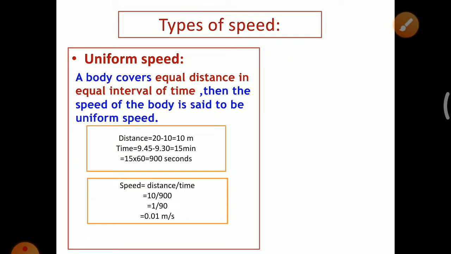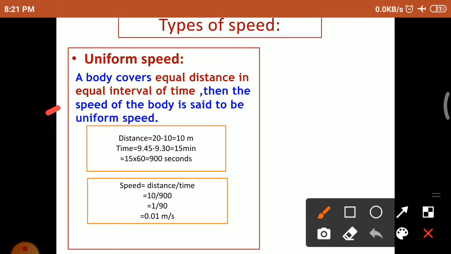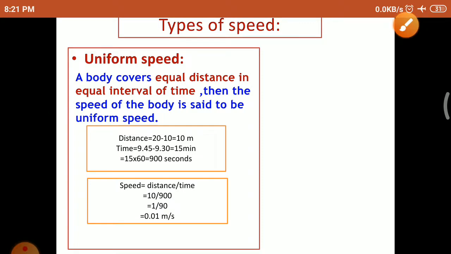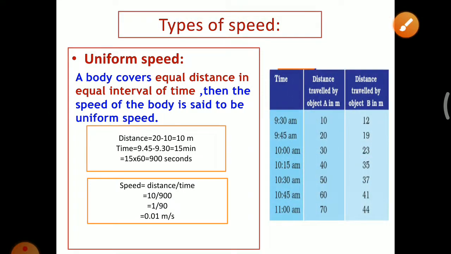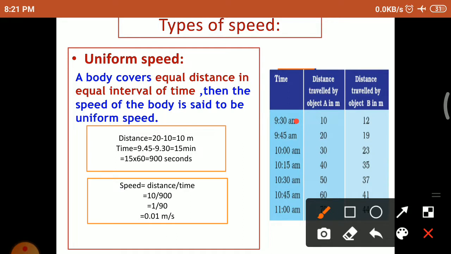There are four types of speed. One is uniform speed. Listen to this definition: when a body covers equal distances in equal intervals of time, then the speed of the body is said to be uniform speed. So look at this table. This is the time and this is the distance traveled by an object A. See, here the body covers equal distance. 10 to 20 is 10 distance. 20 to 30 is 10 distance. 30 to 40 is 10 distance.